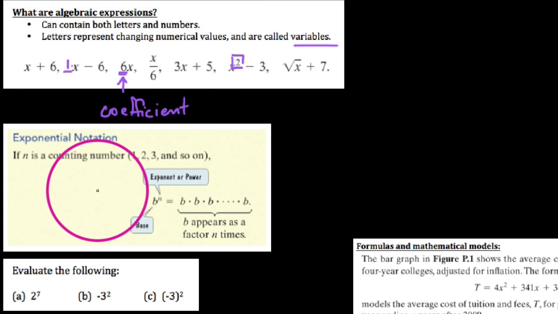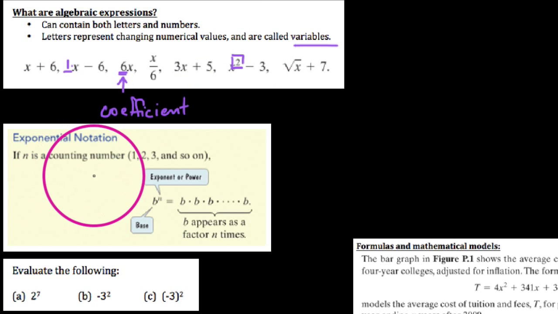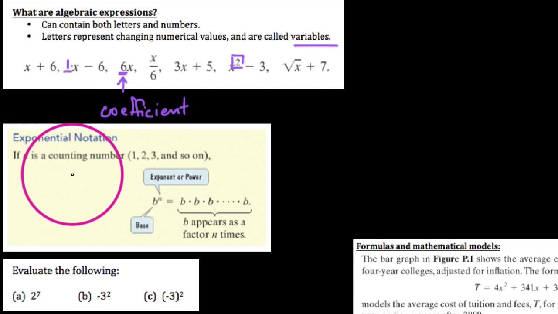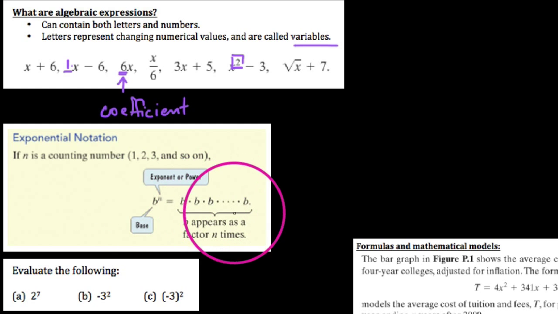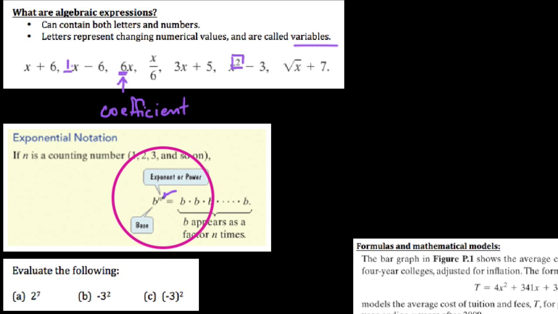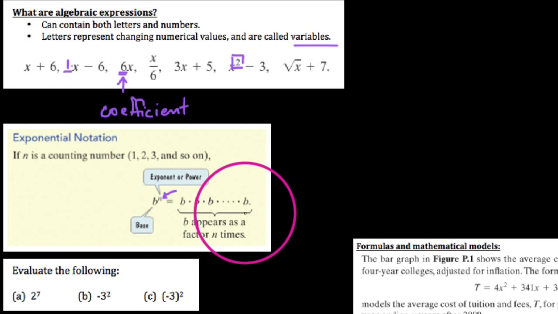When discussing algebraic expressions, you'll notice that some of these sometimes contain exponents. And so let's go ahead and review what we mean by an exponent, or at least what exponential notation is. We say if n is some counting number starting at 1 and going up by even increments, we could express something exponentially as b to the n is equal to b times itself n number of times. So this n right here indicates the number of factors in the product of b with itself.